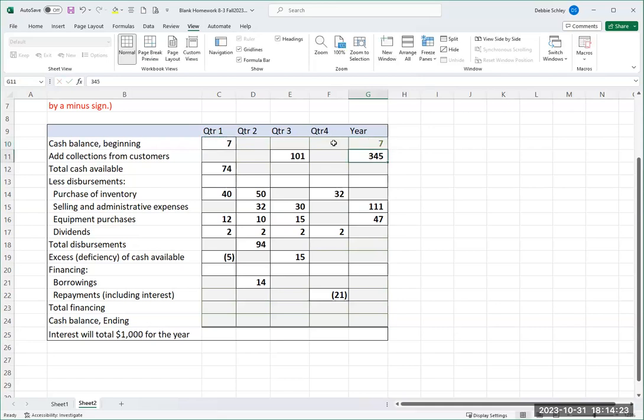So for mine, it's 7. Okay. The next thing I can figure out is quarter one collection from customers, because I know the cash balance beginning plus the collections equals the total cash available. So if I do a little reverse engineering, then total cash available minus the cash balance beginning has to equal the collections from the customer. Okay, so far so good.